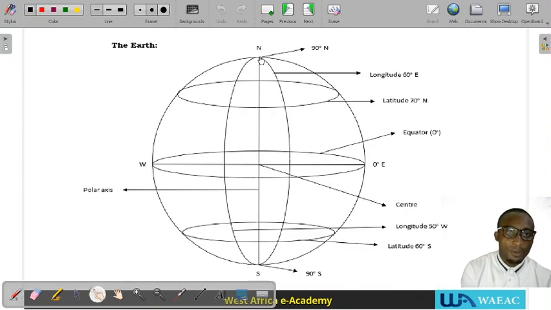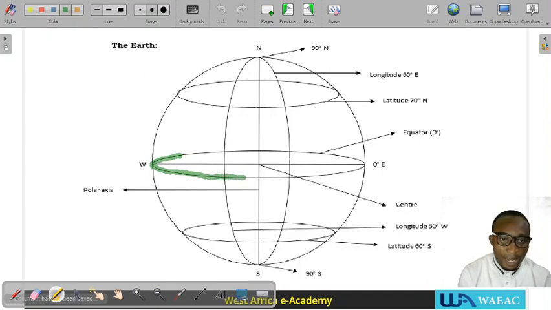Look at my hand here. If you look at this, this is north to south, that is the polar axis. This is west to east, that is our west-east axis. And this west-east axis is divided into equal parts, the north and south into equal parts, and we have our equator. Look at our equator. This line is our equator.